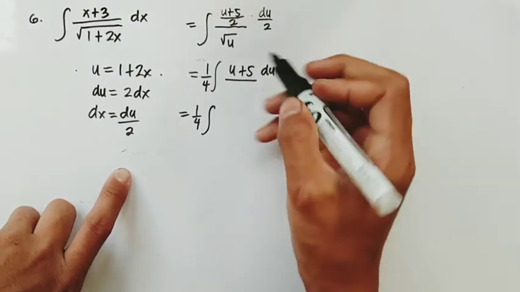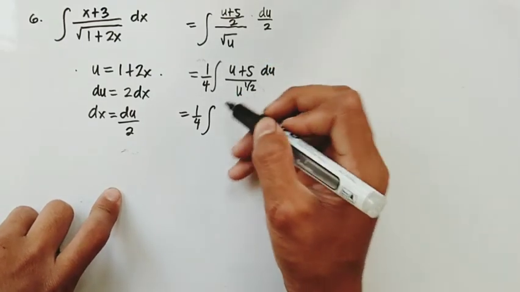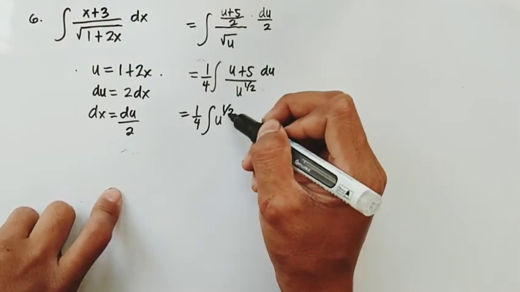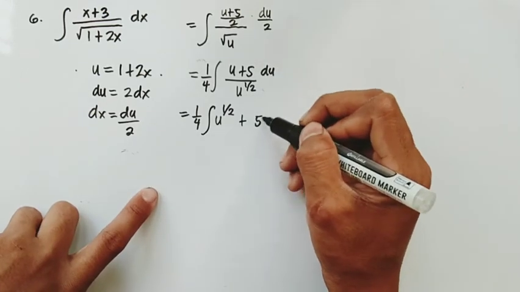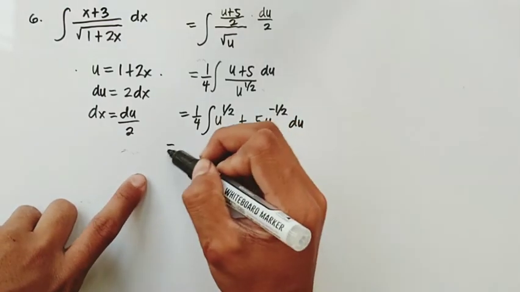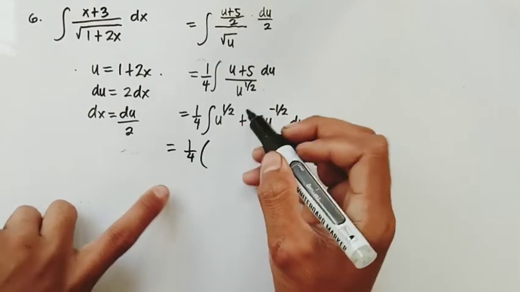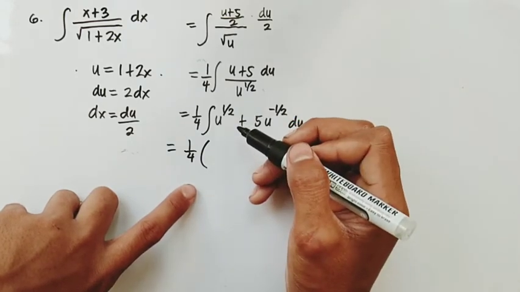Diba, eto, this is equal to u raised to 1 half. So, u over u raised to 1 half, that is u raised to 1 half. Diba? And eto, 5 over u raised to 1 half. Pwede natin ilagay sa taas. Inegate lang natin yung exponent. And, power rule. Just add 1 to the exponent. 1 half plus 1, that is 3 half.